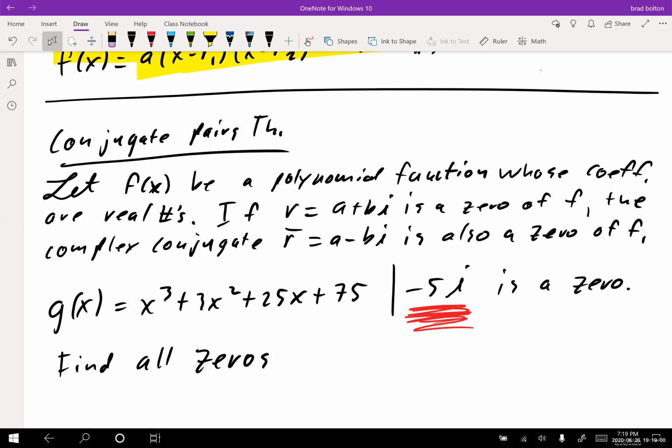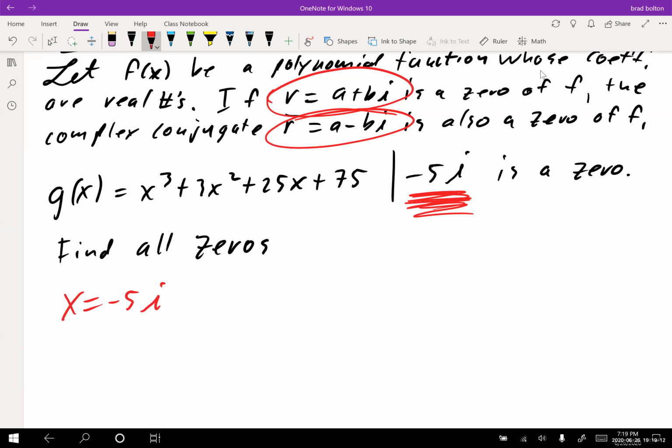So what they're saying is if you know that one complex number is a zero, then you know there is a conjugate that is also a zero. So we're gonna use that to our advantage in this problem, okay? So we know that x equals negative 5i is a zero. They told us this right here. So then that means by the conjugate pairs theorem that x equals plus 5i is also a zero, okay?